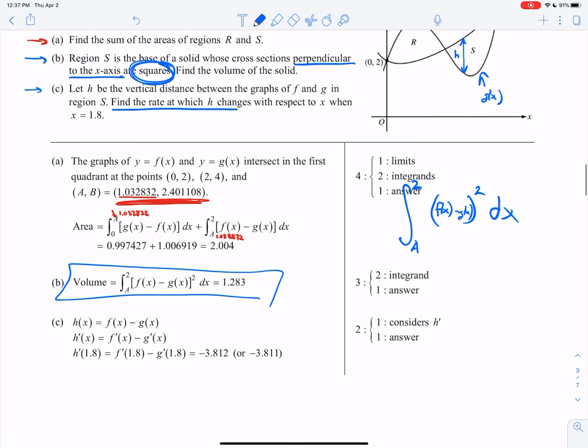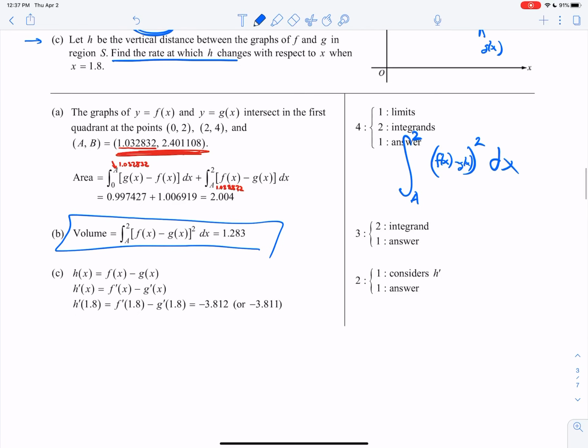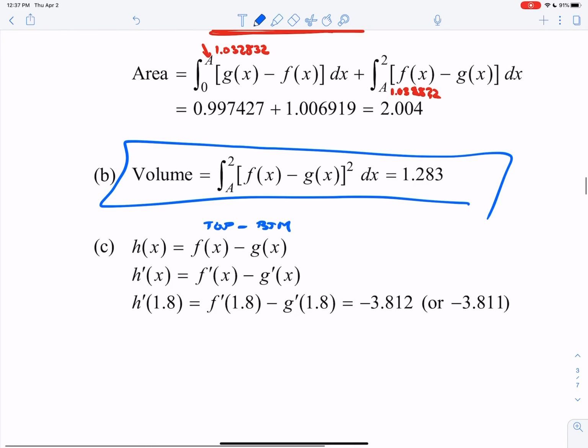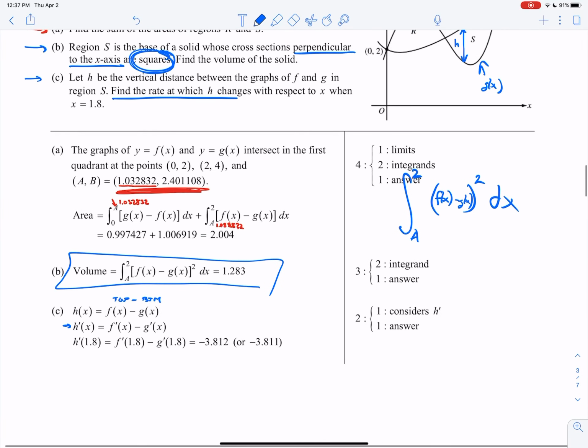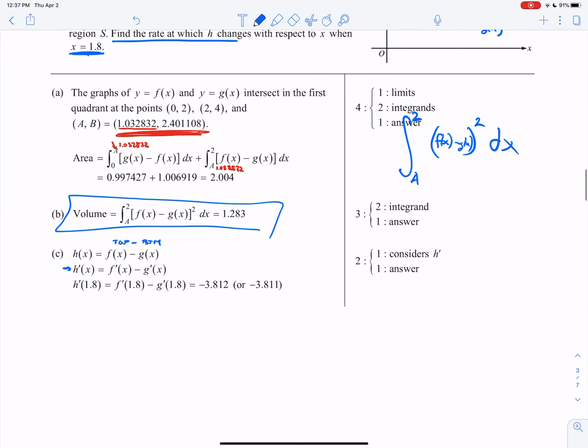So h is going to be top minus the bottom. Make sure you understand that first before you move on. H is going to be the vertical distance, so that's just top minus bottom. So if you want to find the derivative, H prime would just be f prime minus g prime. And specifically, you want to find the rate at 1.8.